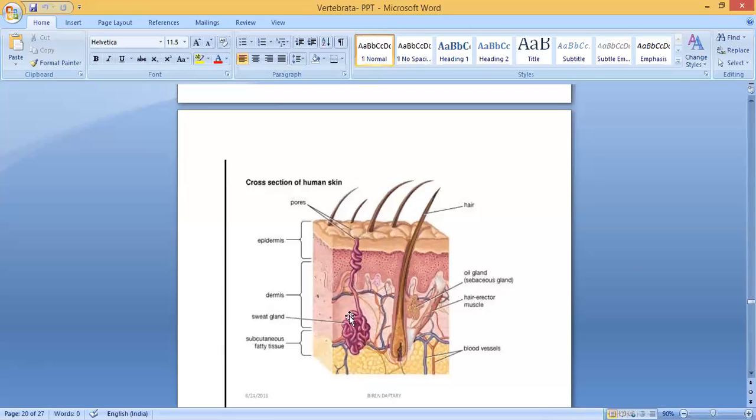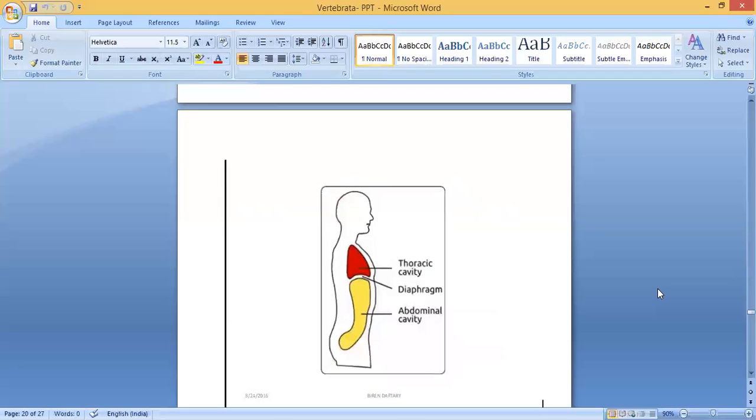Then these are the sweat glands. Through the gland, sweat comes out. These are the sweat pores. Sweat will come out. Same like here you can see the oil gland. It's called sebaceous gland, the oil gland which produces sebum. Then these are the hair erector muscles. And these are the blood vessels. This is the structure of skin.